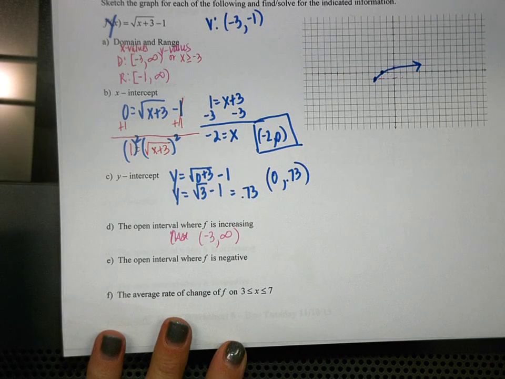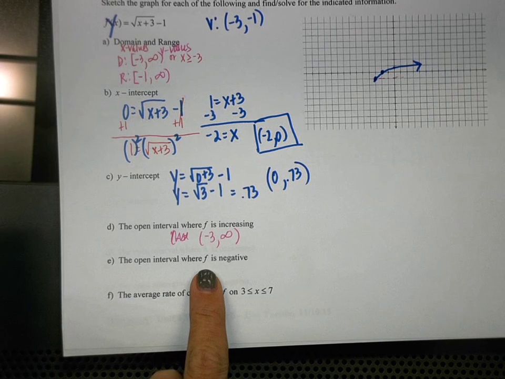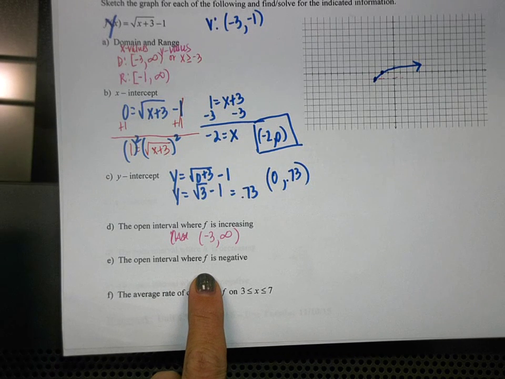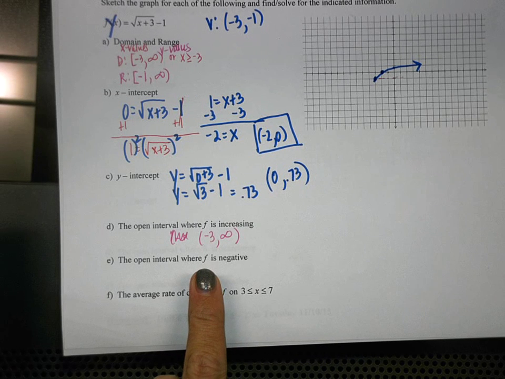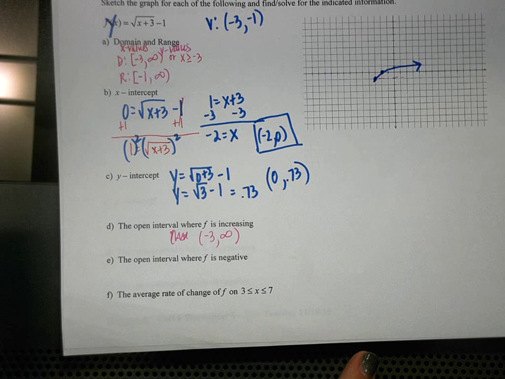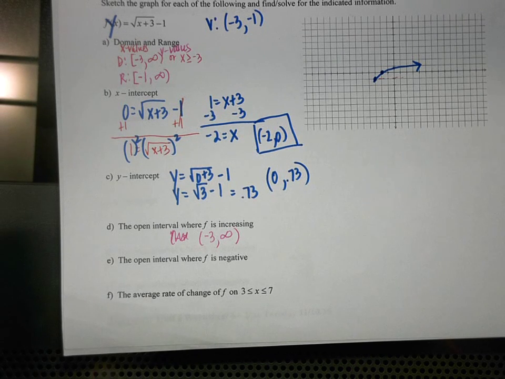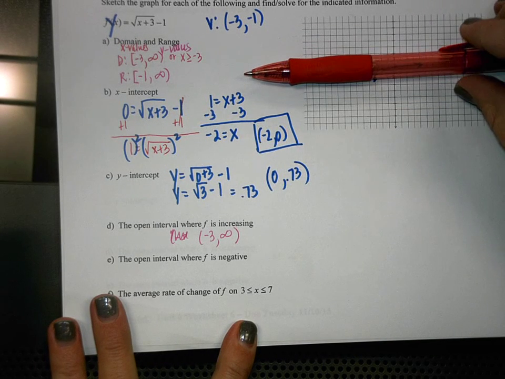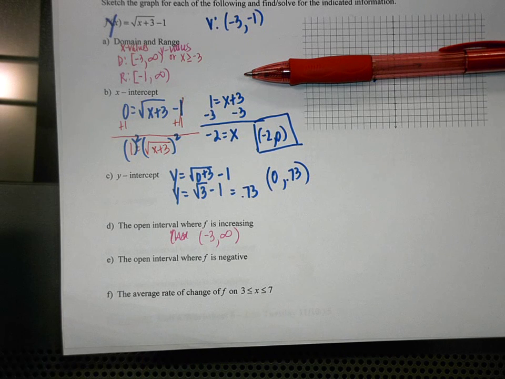Okay, and this next one, it says, where is f negative? So where is the function negative? And again, you're kind of like looking at your x values. Or where is the line? Where is it below this line? Where is it negative? Where's your graph negative?